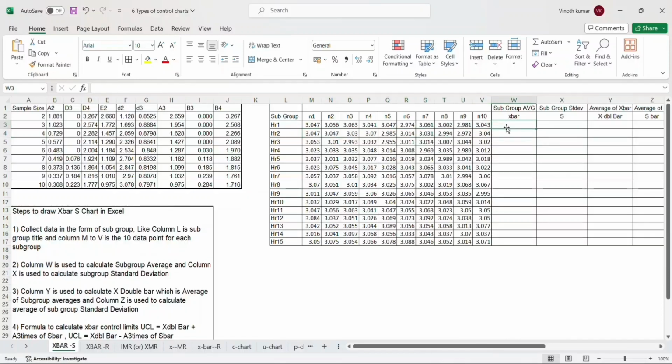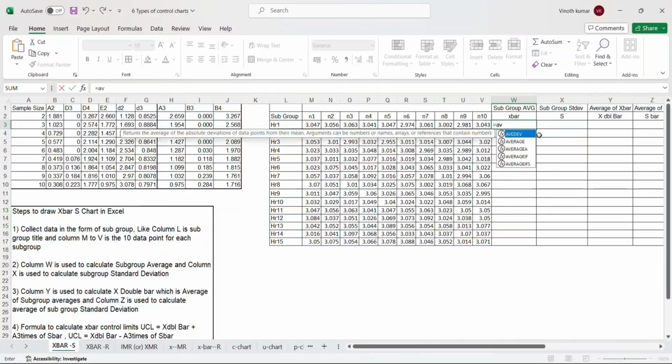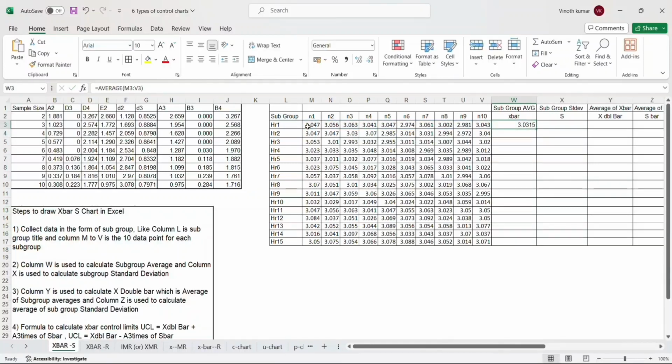Step number 1, as I told, collect your data points in the form of subgroup. Every hour is my subgroup definition, and 10 data points or subgroup size of 10. So that is my number of samples. So the first thing that I'm going to do is I'm going to calculate the average of my subgroup. As you see here, these are my 10 data points. So if I apply average formula and select these 10 data points, what I get is X bar, or in other words, average of my subgroup.